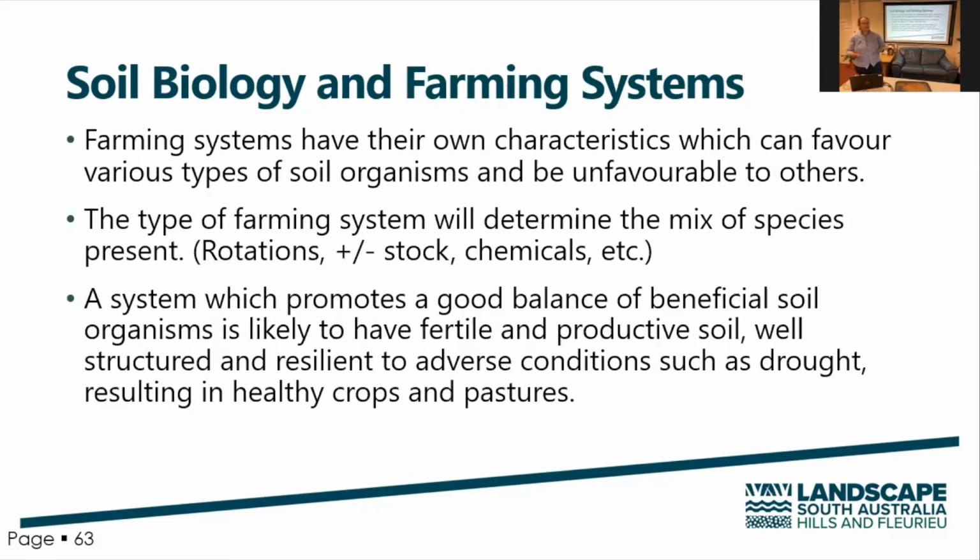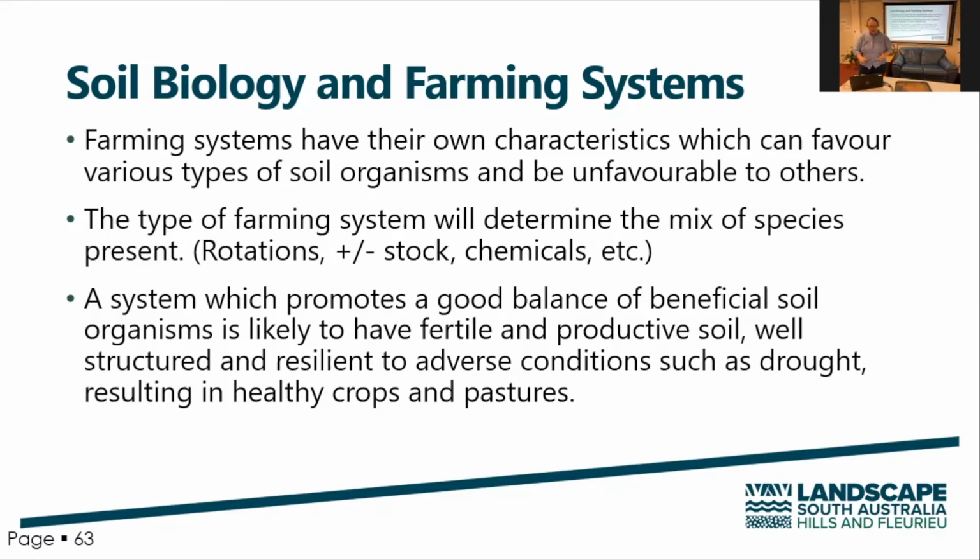So each farming system or garden or whatever has its own characteristics which can favour various kinds of soil organisms or be unfavourable to others. See, personally, I'm not a big fan of cockroaches in the garden. I know they break things down, but in my garden, I squish them when I see them, and the same thing with snails. So you could say that my garden is unfavourable to snails just because of me. A different system with a different gardener might be perfectly fine for snails and cockroaches.